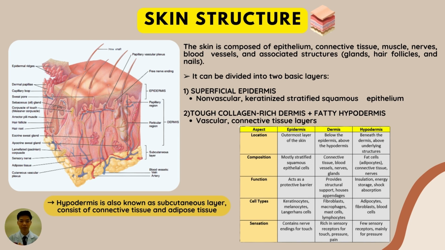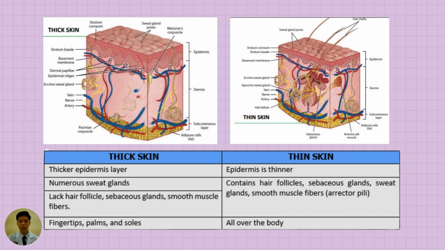So, I made a table for you guys for further understanding. So, I'll differentiate epidermis, dermis, and hypodermis. As you can see, your palm and your hand have different skin. If you notice at your palm, it's thicker than your hand, which is thinner. This is because human skin is divided into two, which is thick skin and thin skin.